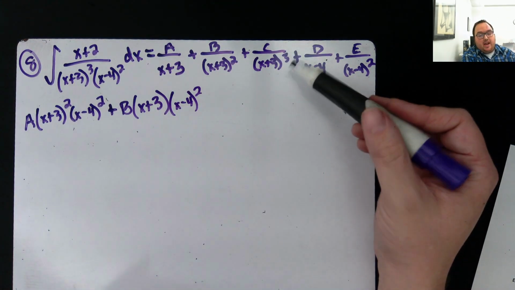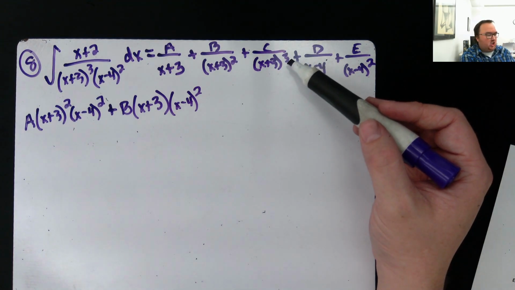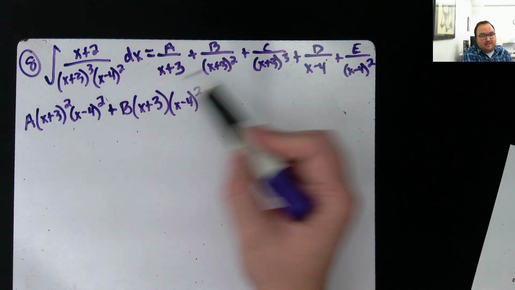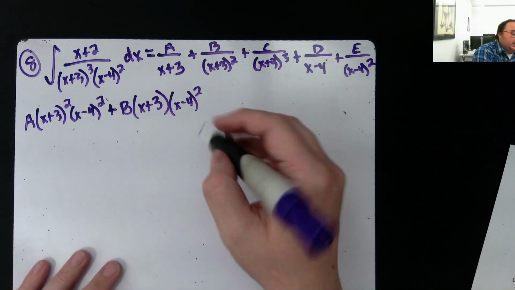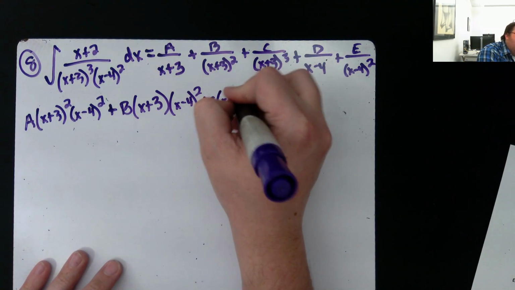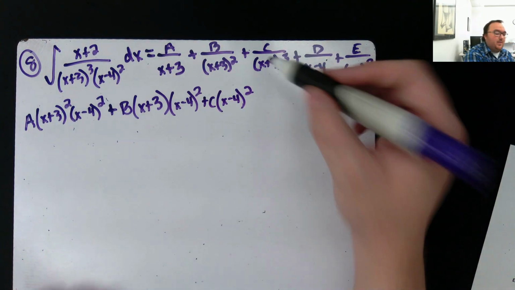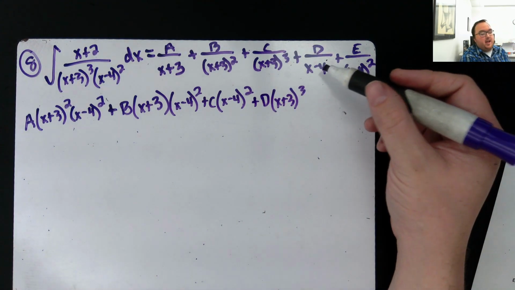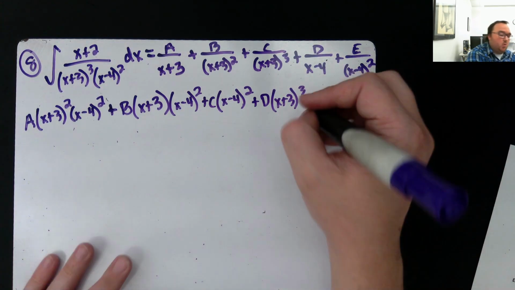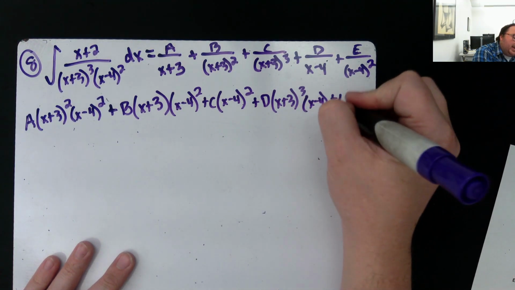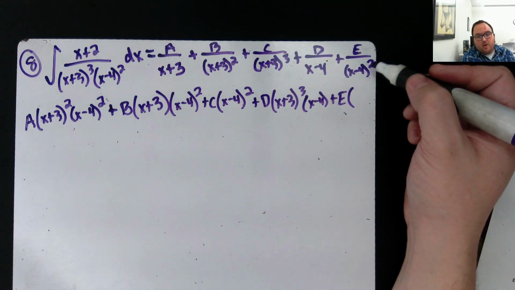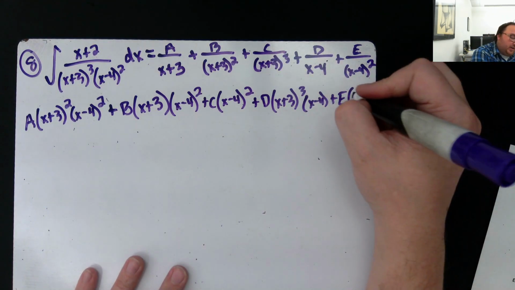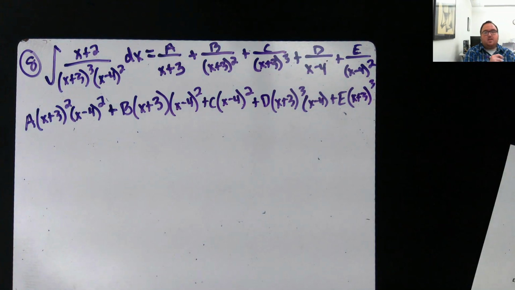For this one, I already have (x + 3)^3, so I don't need those in. I already have them. So I just need (x - 4)^2. For D, I don't have any x + 3s, so I need all three of them. I already have one x - 4, so I just need one more. And then for E, I already have (x - 4)^2, so all I need is the (x + 3)^3. So now we need to multiply all of this out, which is so much fun.